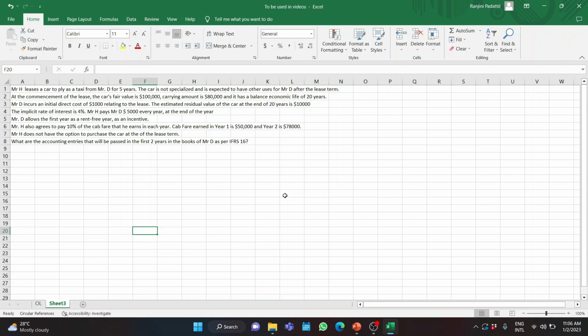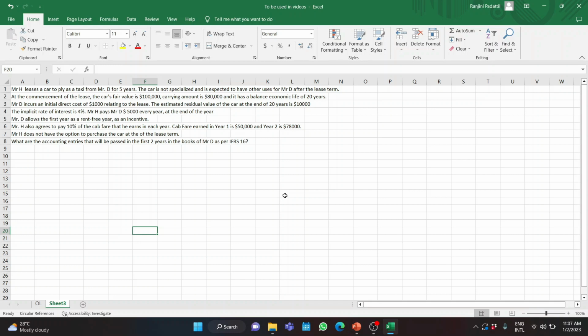Mr. D incurs an initial direct cost of $1,000 relating to the lease. The estimated residual value of the car at the end of 20 years is $10,000. The implicit rate of interest is 4%. Mr. H pays Mr. D $5,000 every year at the end of the year. Now, Mr. D allows the first year as a rent-free year as an incentive. Mr. H also agrees to pay 10% of the cab fare that he earns in each year.